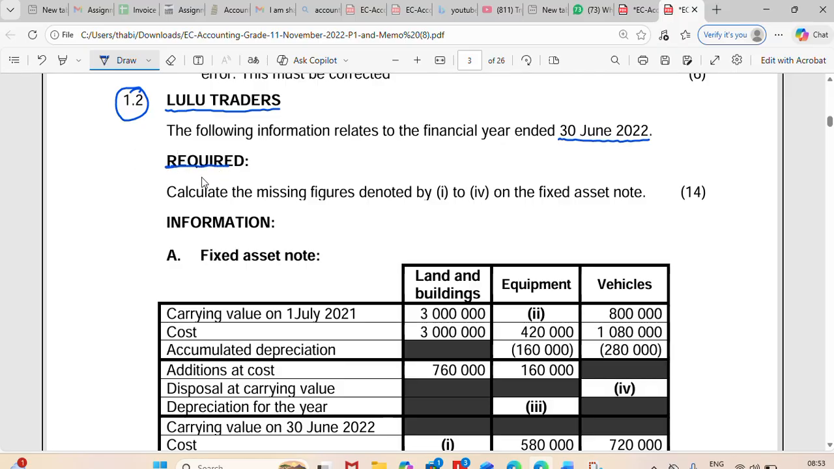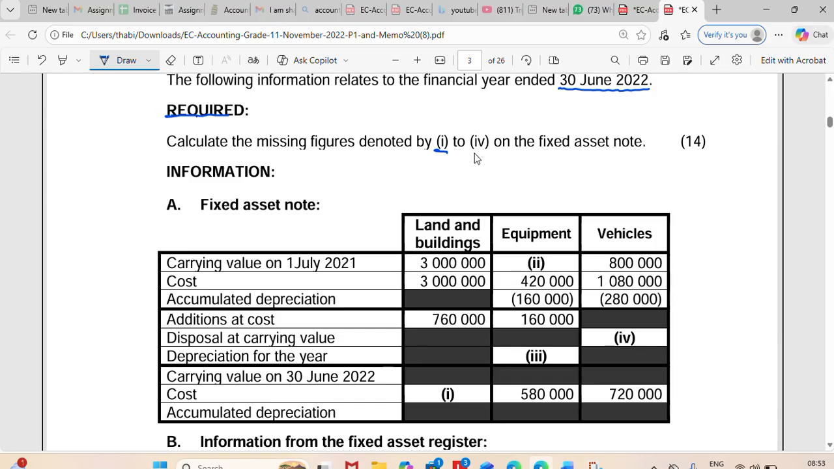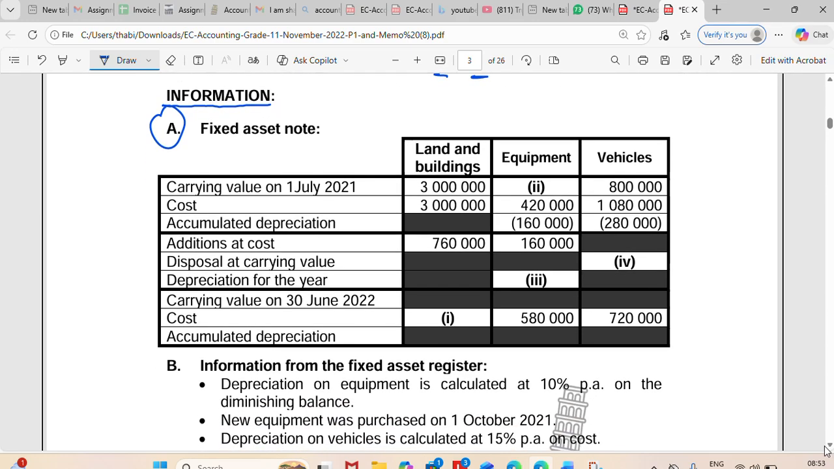So what are we required to do? We're required to calculate the missing figures denoted by Roman figures, up until the last Roman figure, on the fixed asset note. So what I will do on my side is complete this fixed asset note. And also, I know that we're not required to do the asset disposal account, but I will assist you. I will make sure that we do the asset disposal account as well. So information is given. We have A, the fixed asset note. So what is the first missing figure here?